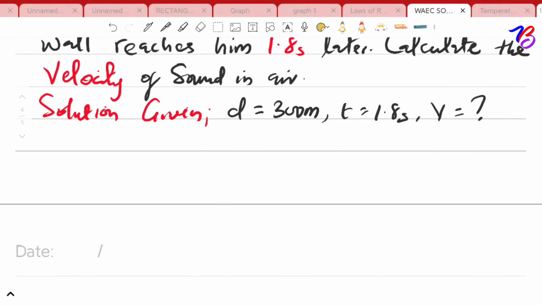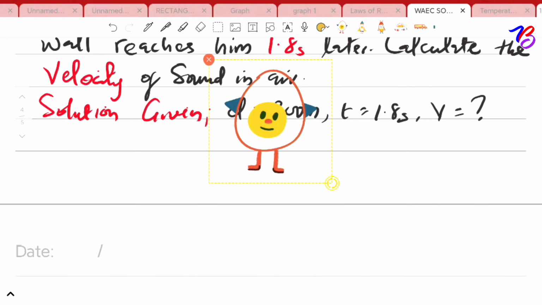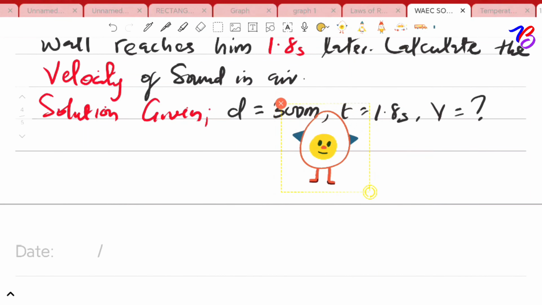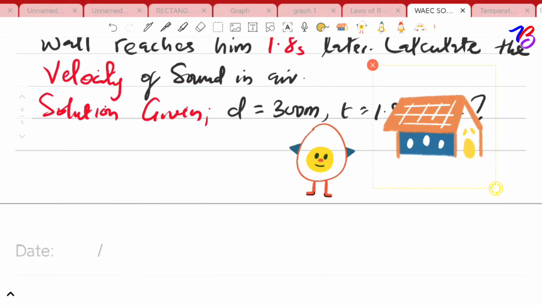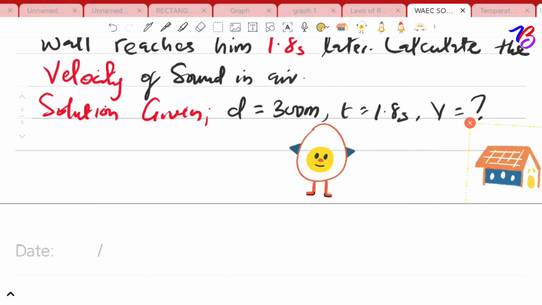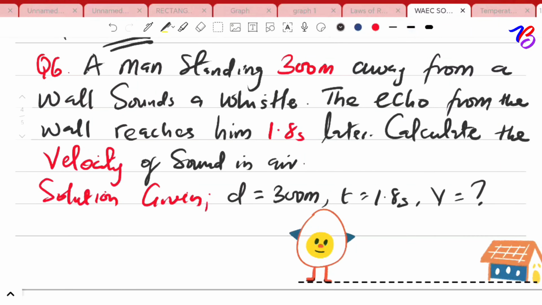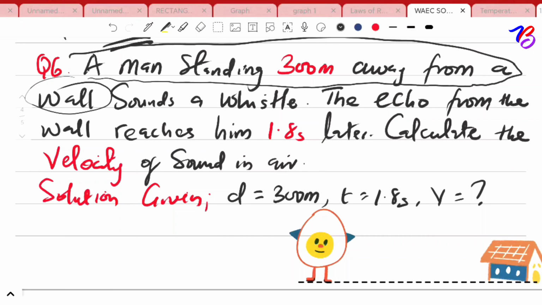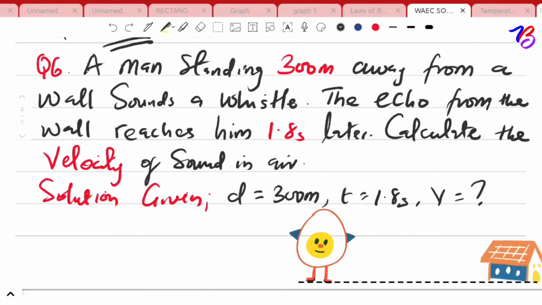So let's interpret this using a simple diagram. Let's assume that this is the boy, standing in front of a building. So let's assume this is a building. Now you can see the distance between the boy and the wall. So the distance is given to be 300 meters. I hope you are following. The echo from that wall, from this building, reaches the boy 1.8 seconds later.